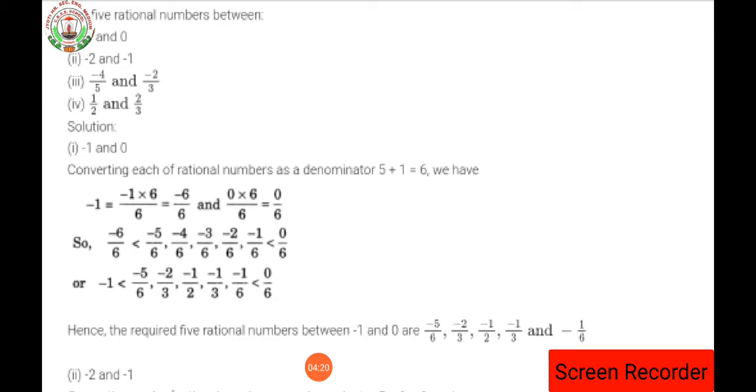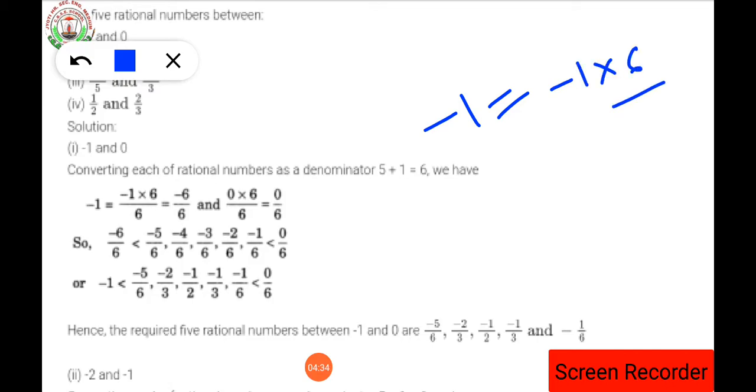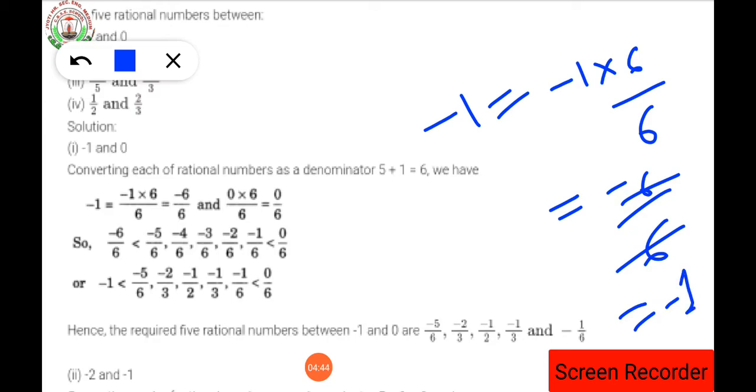So what are the numbers we are having? -1 and 0 we are having. So first we want a denominator for that. Okay, so -1 is here. This -1, when it is multiplied and divided by 6, it will become -6/6, because on cancellation it will become -1. That means in place of -1 we can write -6/6, because cancelling -6/6 gives -1 only. So in place of 0 what can we write?